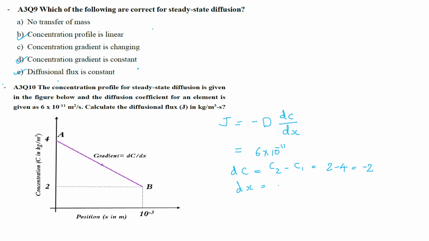Okay, and how will the dx value be? x2 minus x1, it will be 10 to the power minus 3 minus 0, so it will be 10 to the power minus 3. Okay, now you have the dx value, dC value and D value. Substitute everything here. Then find the answer.